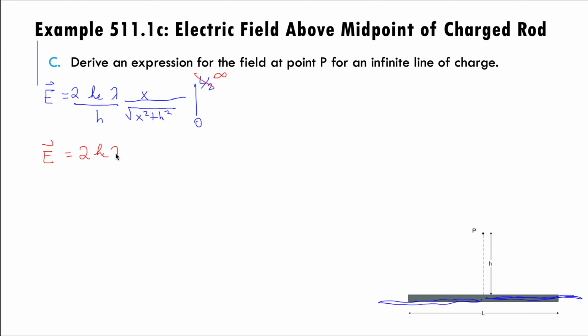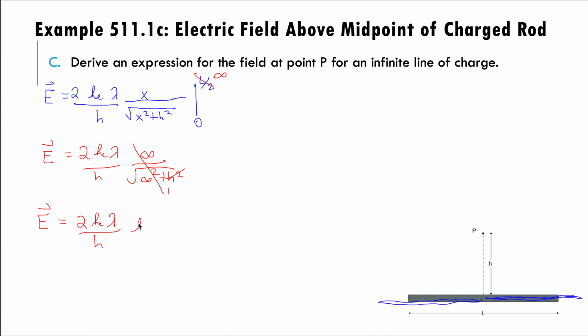We get 2keλ over h, and then we get infinity over the square root of infinity squared plus h squared, so the h squared here becomes irrelevant. We have infinity over infinity. All of this is equal to 1. So the final answer for the field above the midpoint of an infinite line of charge is 2keλ over h.